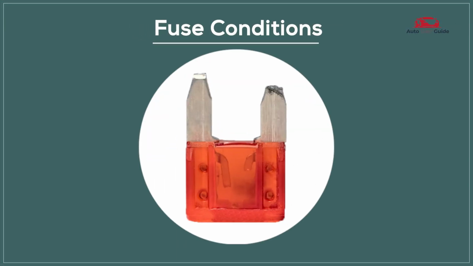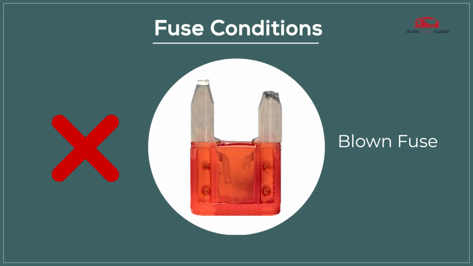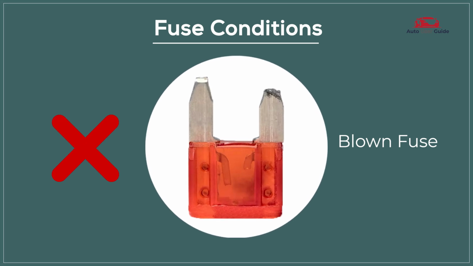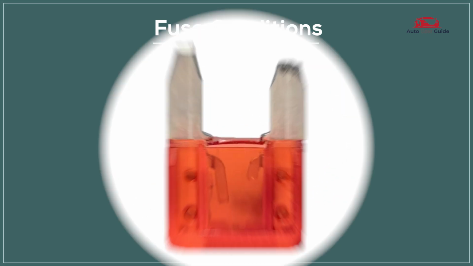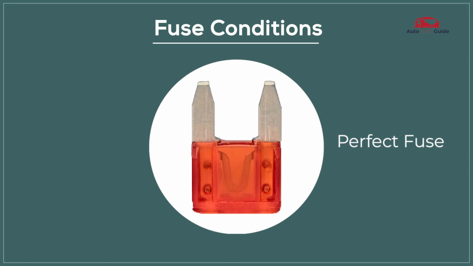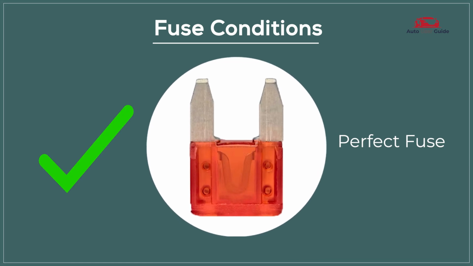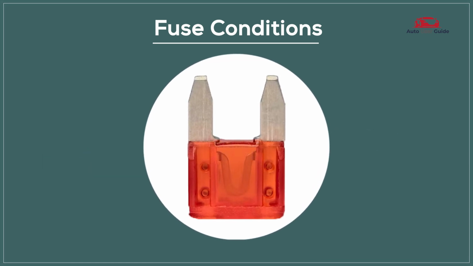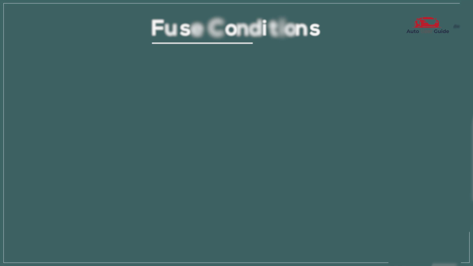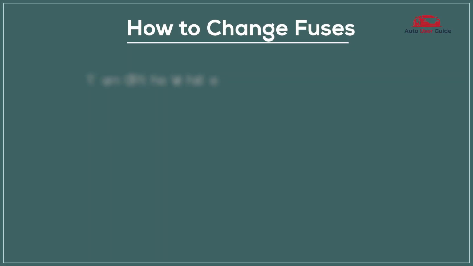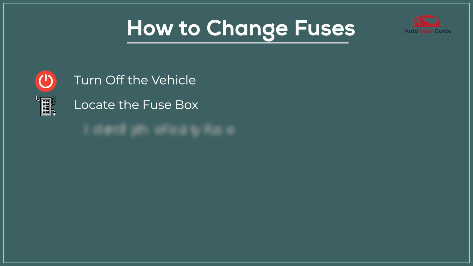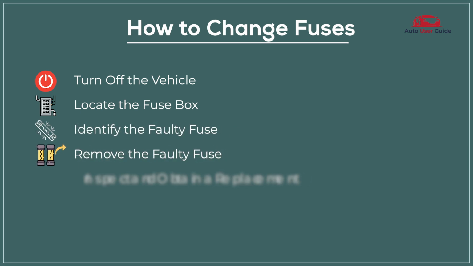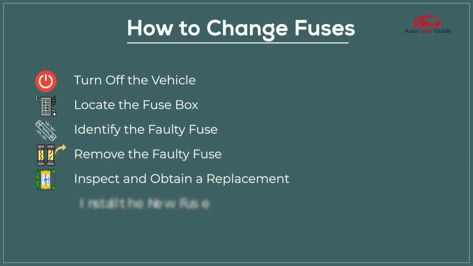Fuse conditions. Blown fuse: a blown fuse means it's no longer functioning and needs replacement, while a perfect fuse is in good working condition and performing as expected. How to change fuses: turn off the vehicle, locate the fuse box, identify the faulty fuse, remove the faulty fuse, inspect and obtain a replacement, install the new fuse, test the replacement.